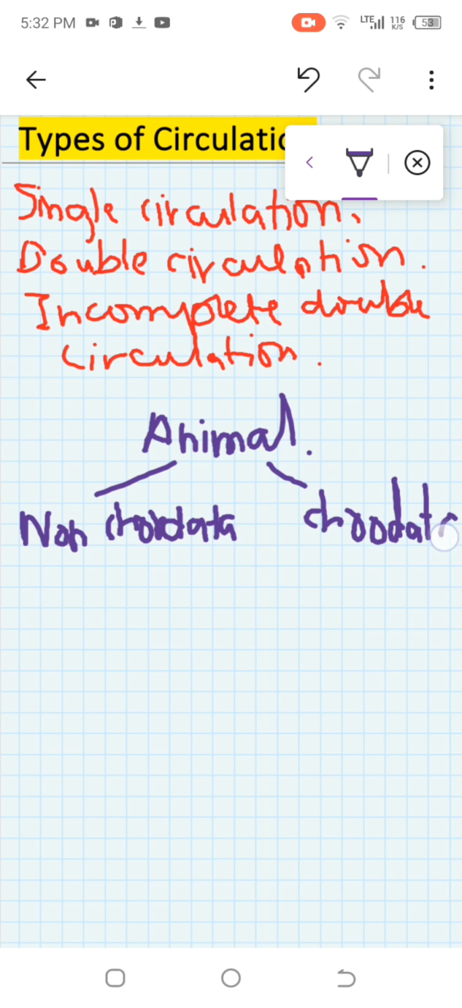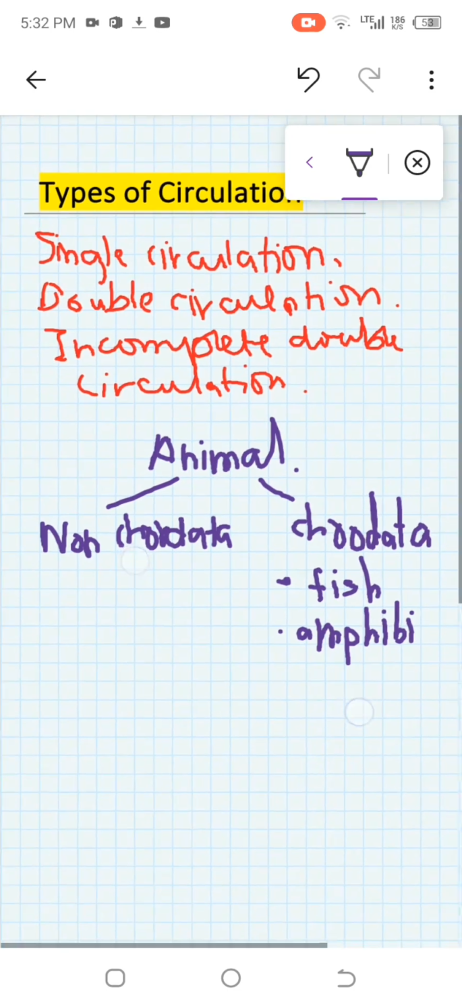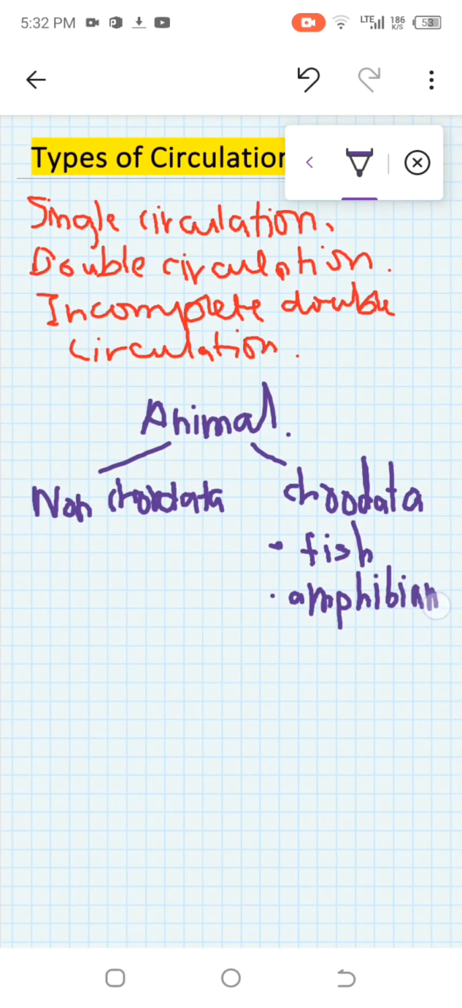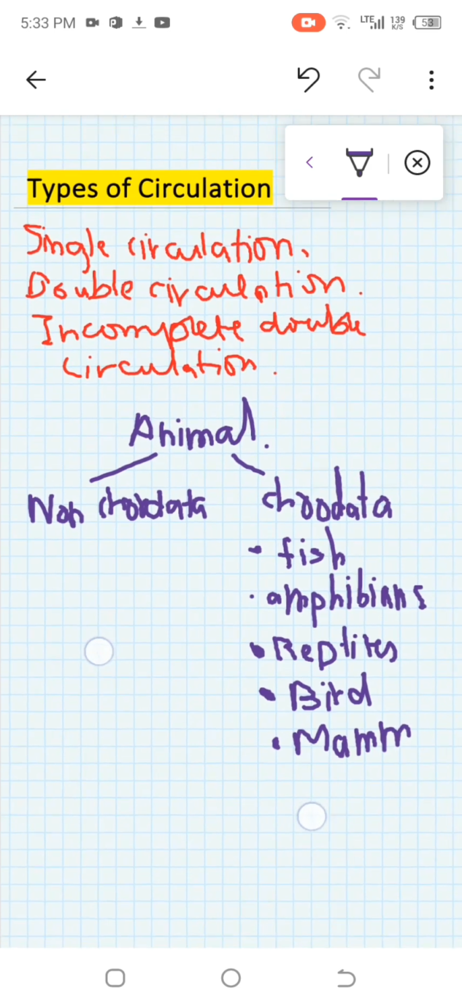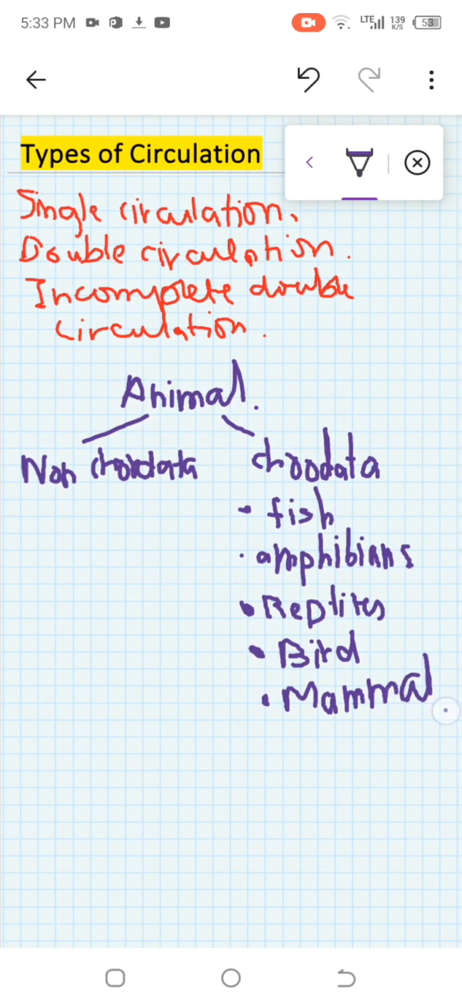In chordata we have basically five groups. Number one we have fish. Second we have amphibians. Third we have reptiles. Fourth we have birds. And fifth we have mammals. These are the five categories of chordates which come under animals.